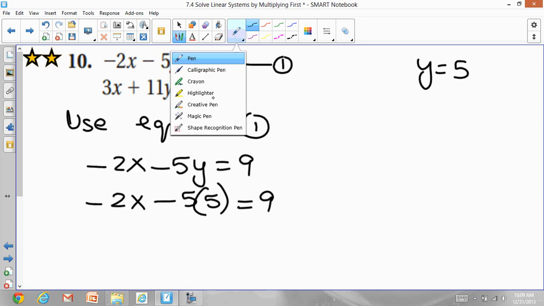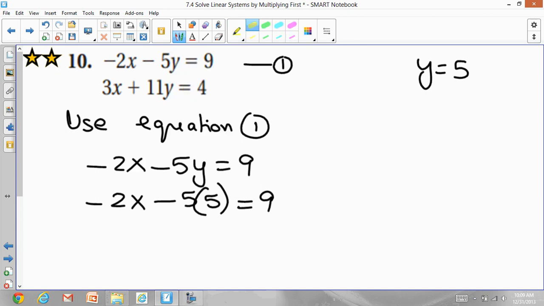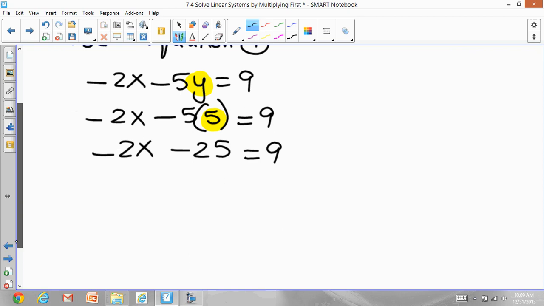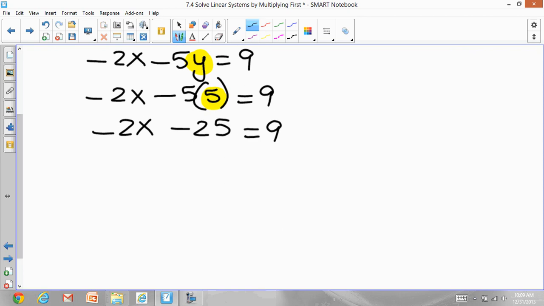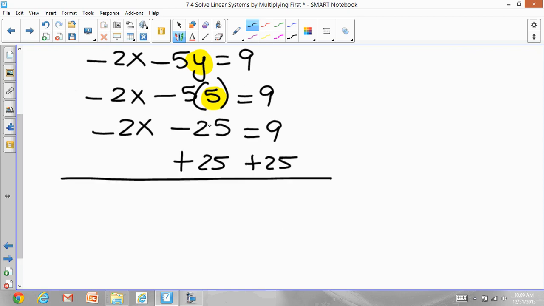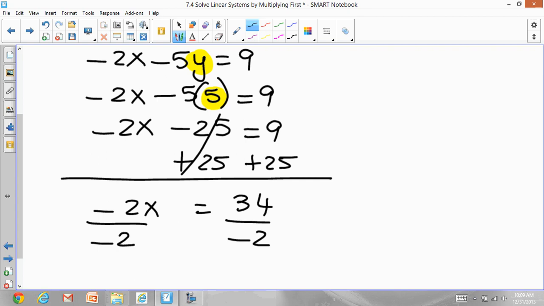Watch the one that I'm going to highlight. My y is a 5, so y changes to 5. So now I have negative 2x minus 25 equals 9. This is your two-step equation, plus 25 on both sides. Cancel. Minus 2x is equal to 34. This is your one-step equation. Divide by negative 2 on both sides. Cancel. X equals negative 17.